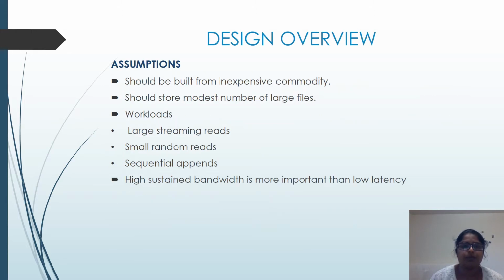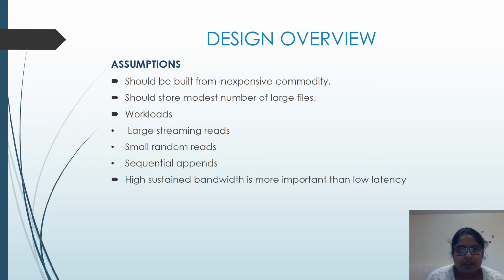Design overview. Assumptions. These are the assumptions we need to keep in mind while designing the file system, especially for distributed applications. It should be built from inexpensive commodity hardware. We are going to build the file system from inexpensive commodity, so there are chances for failure. So the file system should detect the failure, tolerate it, and overcome the defect by itself on a regular basis.